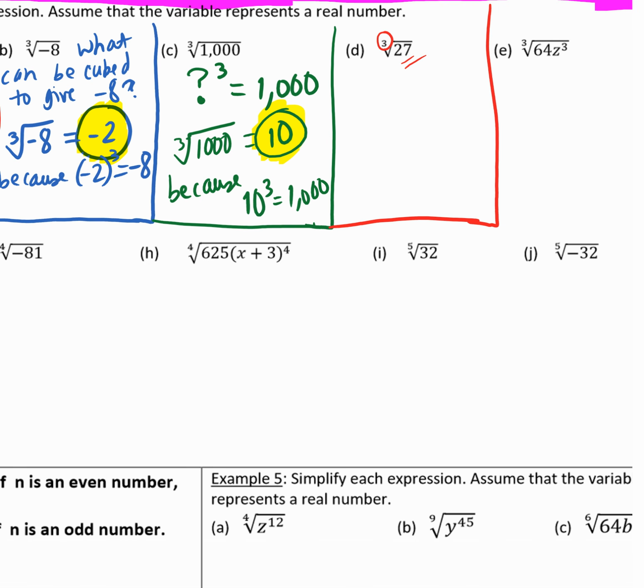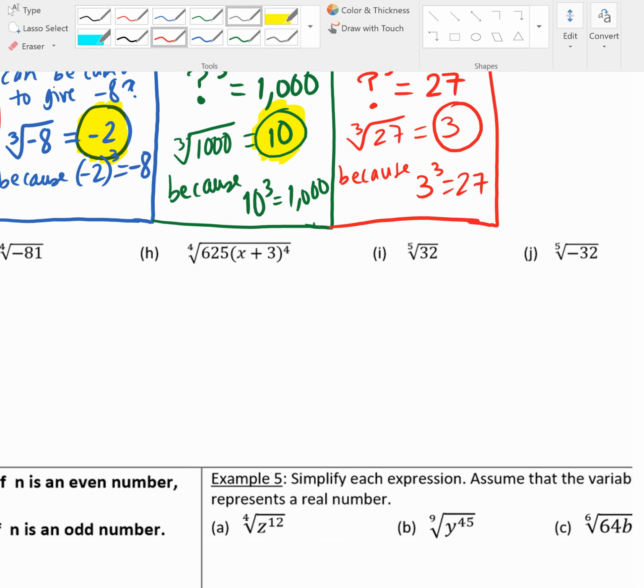Alright, so part D is saying, what can you raise to the third power and get 27? So in other words, question mark to the third power is 27. If you ever raise something to the third power, you probably know that it's 3, because 3 times 3 is 9, times 1 more 3 is 27. So there he is, must be 3.